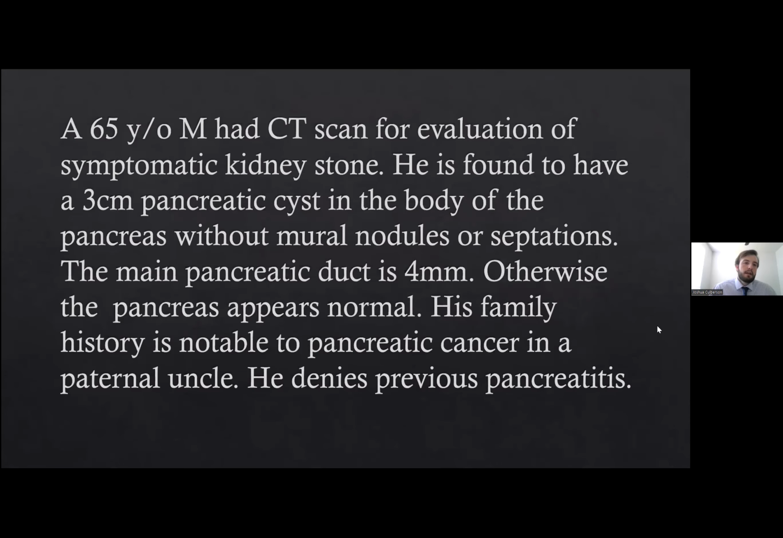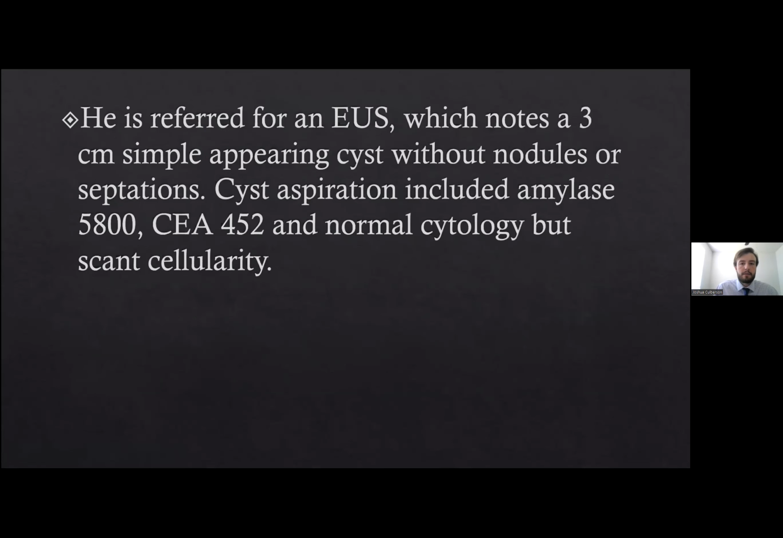So the first case, a 65-year-old male had a CT scan for evaluation of symptomatic kidney stone. He is found to have a 3-centimeter pancreatic cyst in the body of the pancreas without mural nodules or septations. The main pancreatic duct is 4 millimeters. Otherwise, the pancreas appears normal. His family history is notable for pancreatic cancer in a paternal uncle. He denies previous pancreatitis. Now we'll move on to the lab findings. He's referred for an EUS, which notes a 3-centimeter simple appearing cyst without nodules or septations. Cyst aspiration included amylase of 5800, CEA of 452, and normal cytology, but scant cellularity.